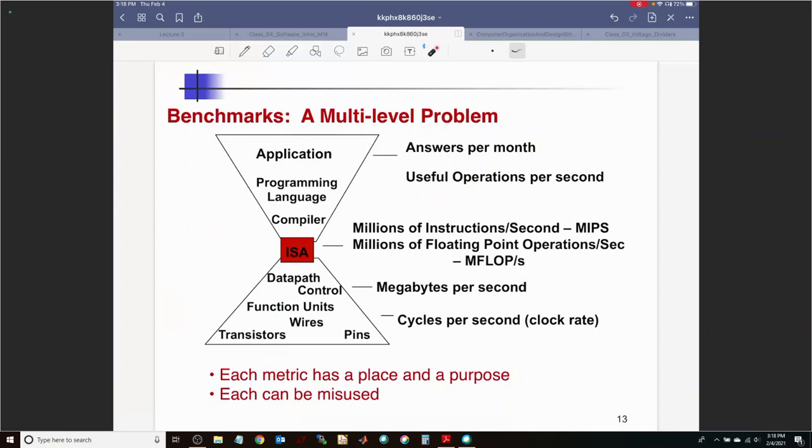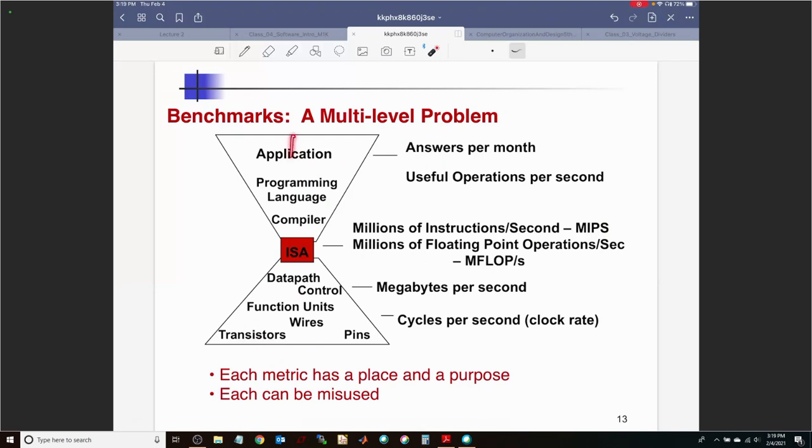Now, when a user is using a certain application on a computer, the user is way over here. They are interacting with the application itself. But there is a whole set of layers the computer is using underneath the application, starting from programming languages, compiler, the instruction set architecture, data path and control, the functional units, down to the nitty-gritty transistors and wires.